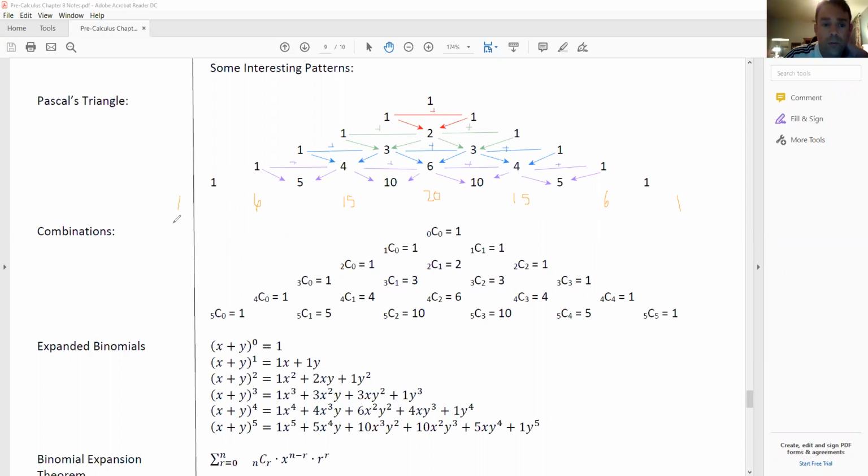You're just going to see more numbers pop out. So 1, 7, 21, 35, 35, 21, 7. And this is called Pascal's triangle.